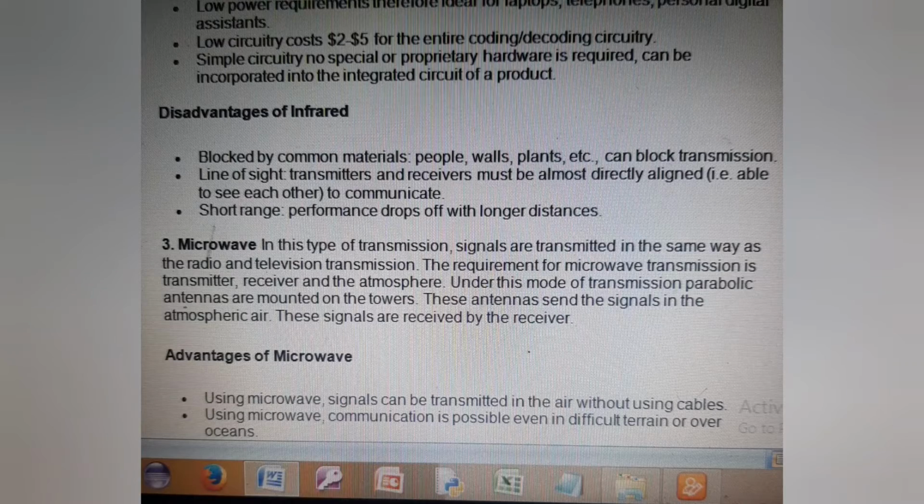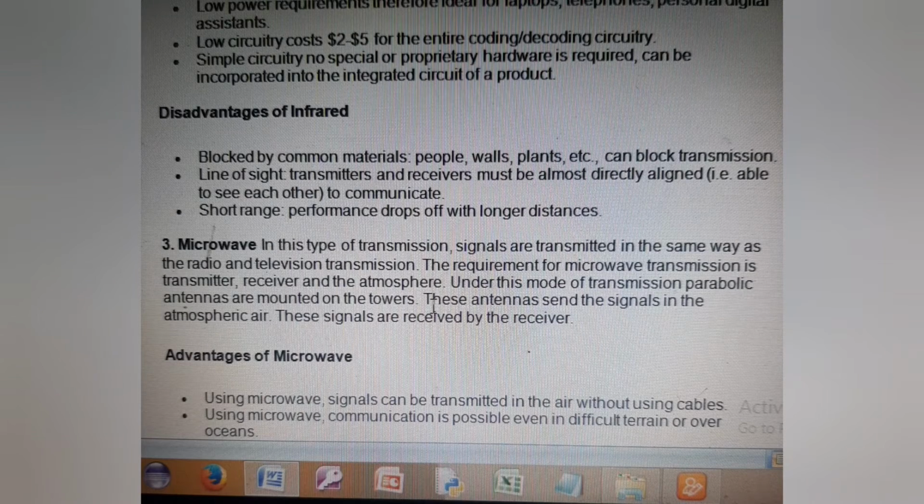This is that of infrared. So in infrared we have come to know it is required only for short distances, and it is blocked by any type of substance that comes in between, like a person, a plant, a wall, etc. And secondly, this is a very rigid requirement that the transmitter and the receiver should be in a straight line, then only can direct communication take place.